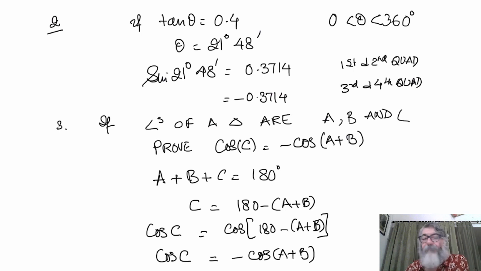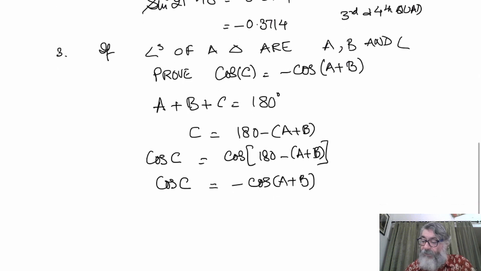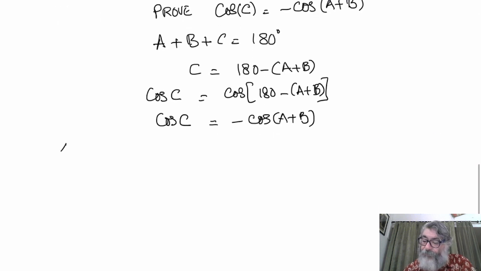We used the property A plus B plus C is equal to 180 degree. Once we got that, we said C will be equal to 180 minus (A plus B), and then he wanted it in terms of cos, so we took cos of both sides. So cos C was equal to cos (180 minus (A plus B)), and cos C came out to be minus cos (A plus B). Now let's see the next question, the fourth one.